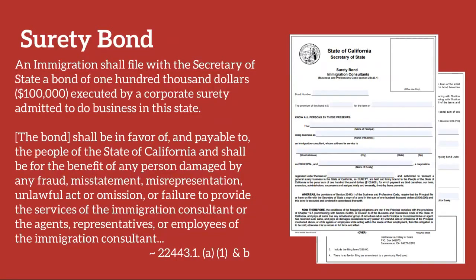The bond shall be in favor of and payable to the people of the state of California and shall be for the benefit of any person damaged by any fraud, misstatement, misrepresentation, unlawful act or omission, or failure to provide the services of the immigration consultant or the agents, representatives, or employees of the immigration consultant.